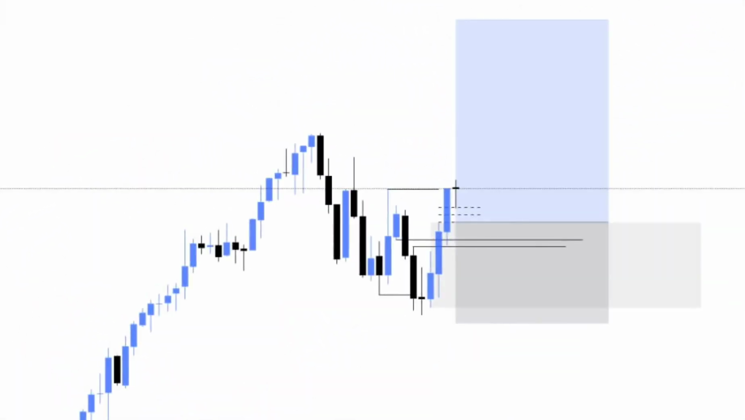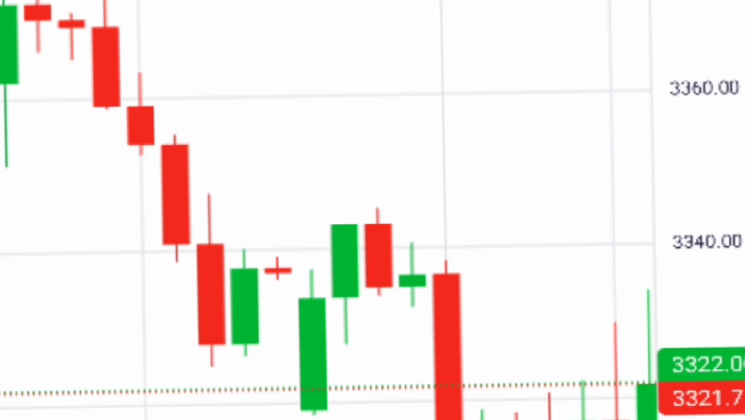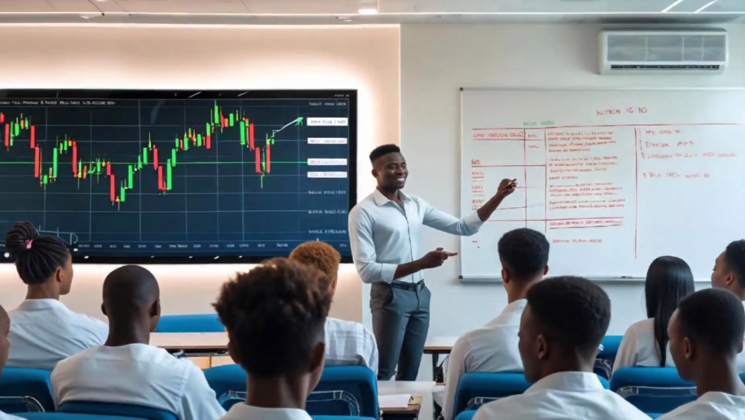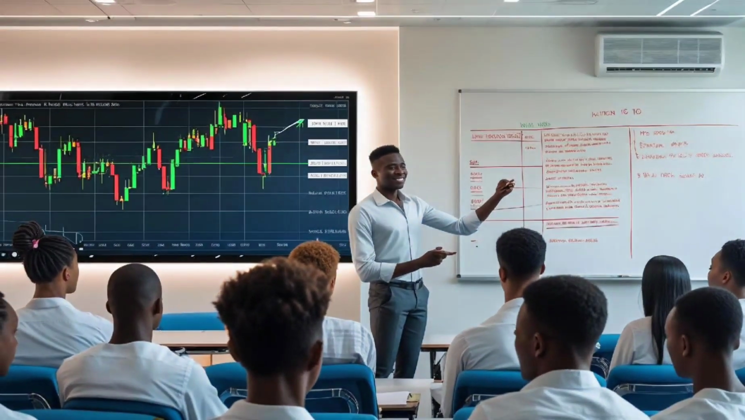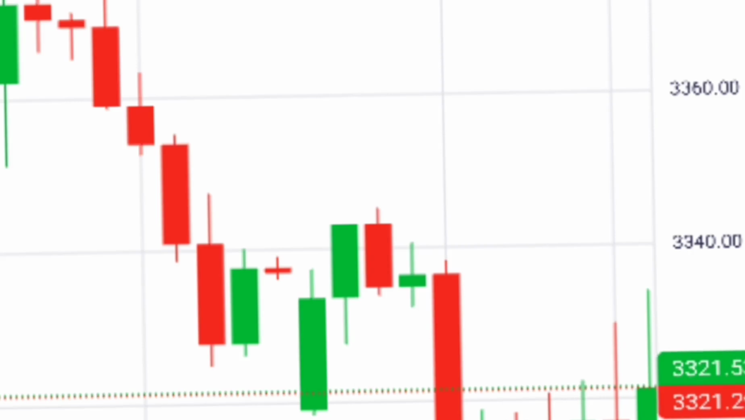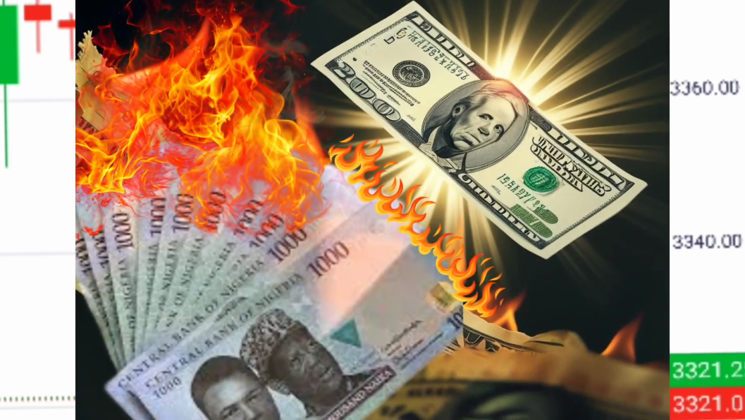I'm going to make a detailed video showing you step by step how to enter the trade, how to set take profit, how to put stop loss in order to protect your account. By the way, as a trader, protecting your account is very, very important because the greatest asset you have in the market is your capital. So if you don't know how to protect your capital, trust me, you are a gambler.